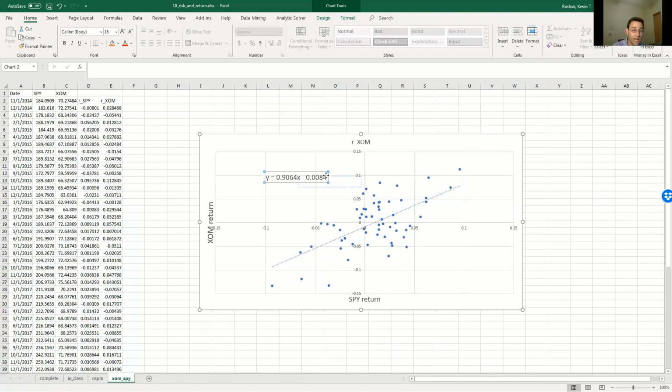This is the equation of a line. This tells us that Exxon, the Y variable, generally moves 90% of the X variable. The X variable is the market, the S&P 500. So that tells us that Exxon is moving about 90% of the market movements. The beta here would be 0.9. That's the sensitivity of Exxon to the market. It's 0.9. It doesn't quite move as much as the market. It moves 90% as much as the market, kind of on average.